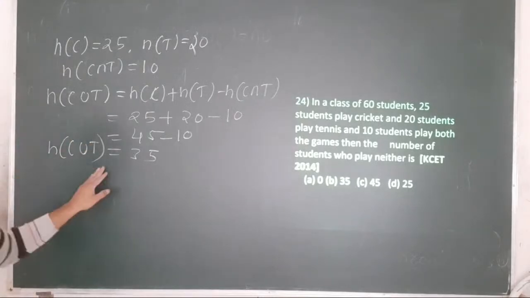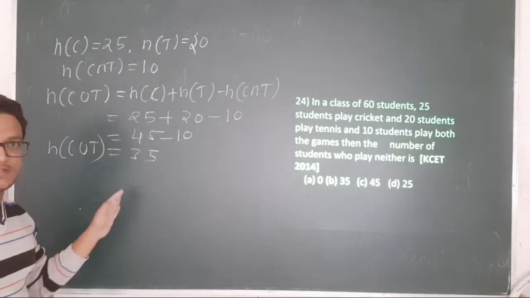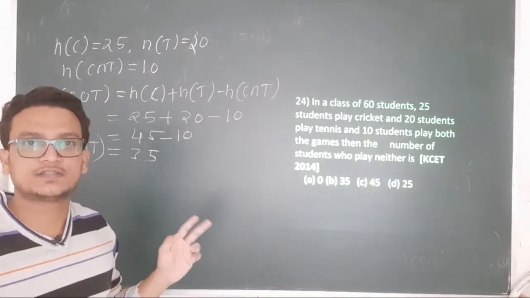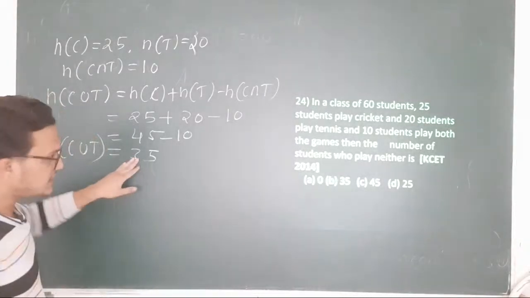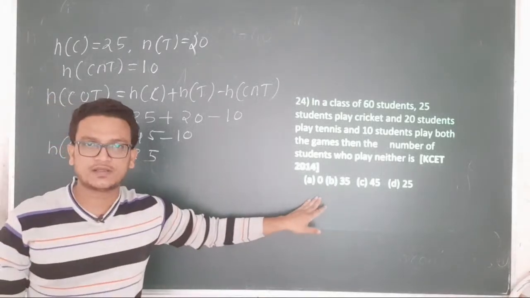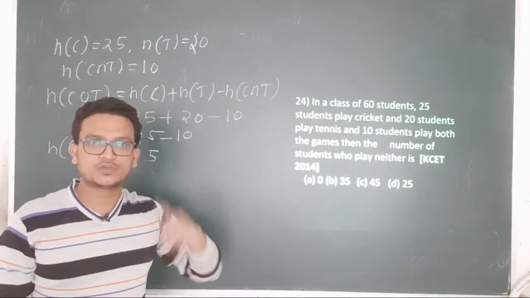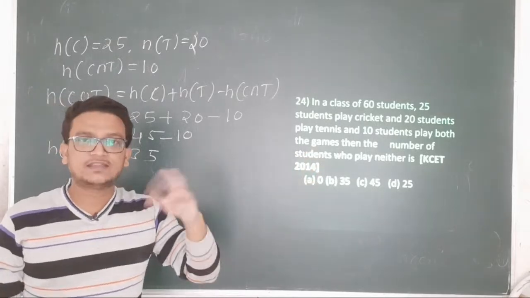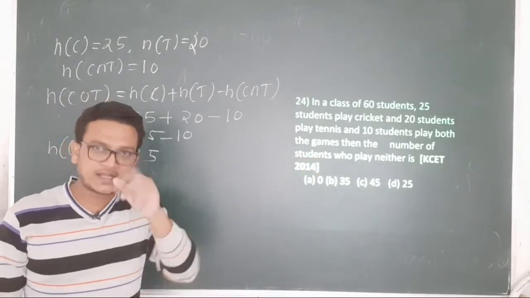But this is not your answer. What is the question they have asked? Neither they have asked. Maybe this 35 is also present in the options, but that is not your answer. Question is what? You have to find the students who play neither cricket nor tennis. That answer you have to find.